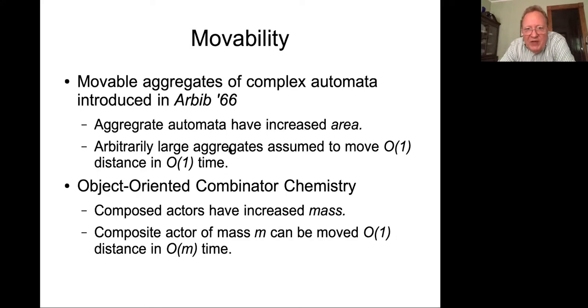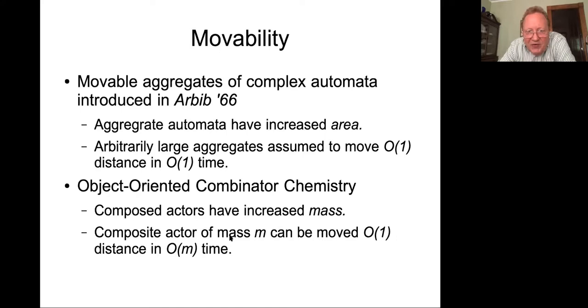And Dave Ackley has worked very hard on trying to figure out ways to move large aggregate areas in ACA substrates in time proportional to the distance moved. He's done lots and lots of work on that, and it's a problem that's consumed him for a couple of years. It's very hard. I make a very different and, I think, equally defendable assumption in my work.